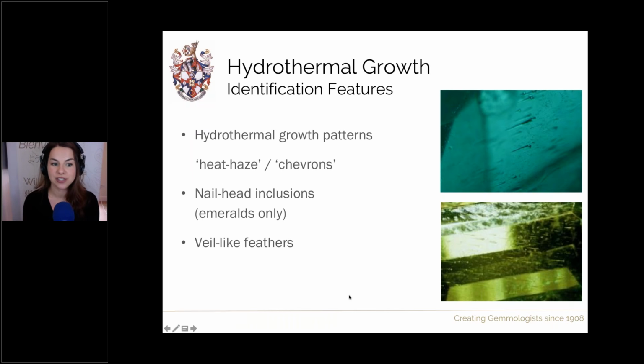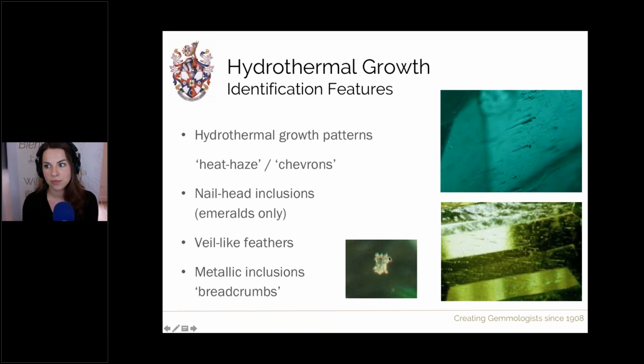Other features you might see in these stones are veil-like feathers and also metallic inclusions. These are often known as breadcrumbs and can be whitish or metallic in appearance, or even gold, because Biron creates them within a gold-lined autoclave, so gold flakes can get in there. So these are other features that you might see. People may ask that when you do have this set of features, for example, the veil feathers and the metallic inclusions, and even the nail heads, I guess, could be confused with comet-like structures as well.